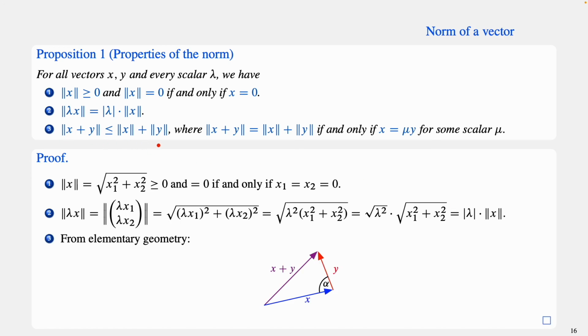And for this triangle inequality, I'm a bit lazy and just draw this picture here to indicate how this works. So if we have x and y and we add them, then we get this vector here. And from elementary geometry, we know that going from here to here and then from here to here is a longer path than just going the straight line from here to here. And only if x and y were to point in the same direction, we would have that the lengths of the two just add up for the length of this segment here. Yeah, and that's it about the norm.